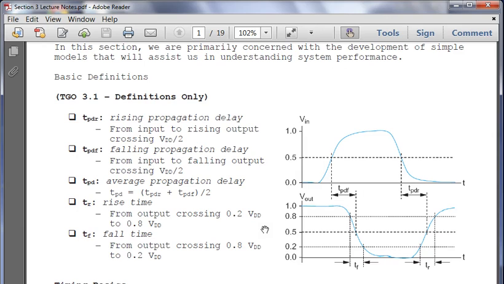TPDF, falling propagation delay. Input changes and it causes a fall on the output. So TPDF is shown here. We have a change, and then once we get from half of the input to half on the output, that is when we know our propagation delay. So when we start measuring delays in SPICE, this is going to become important because you'll be able to tell how your measurements are correlating to your actual circuit.